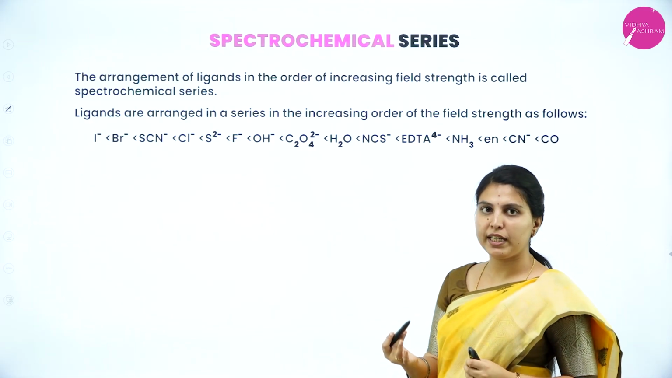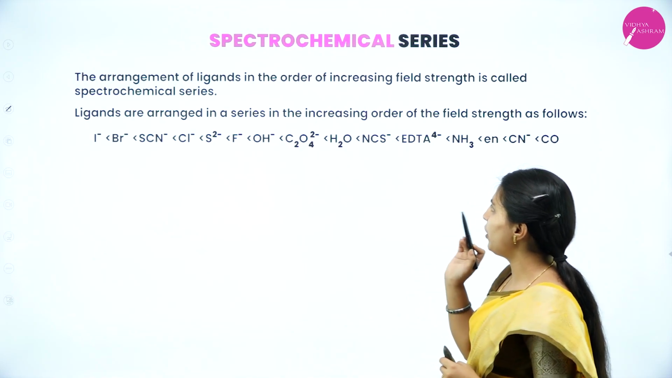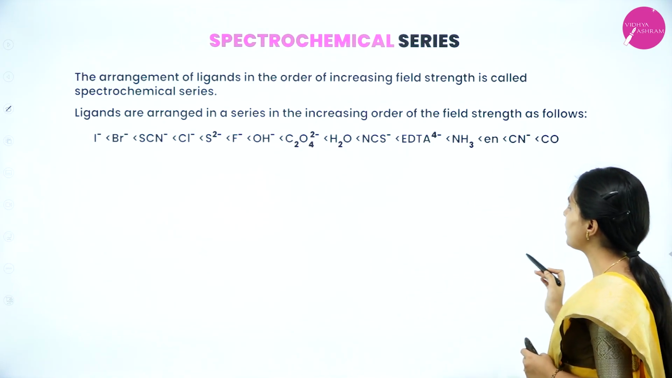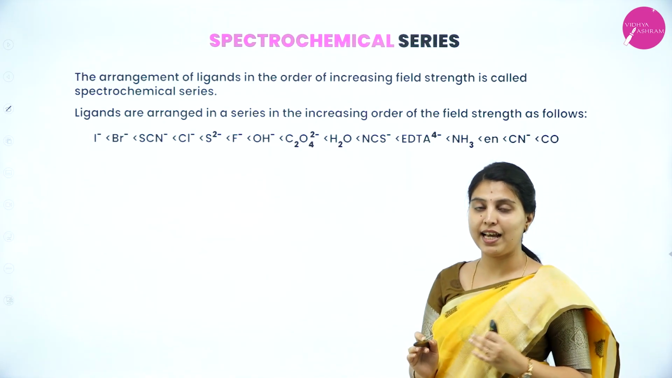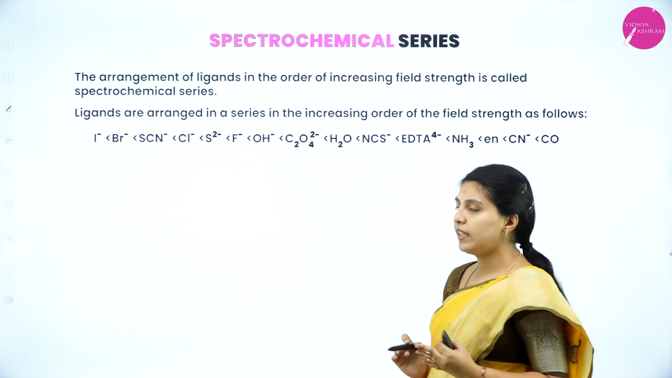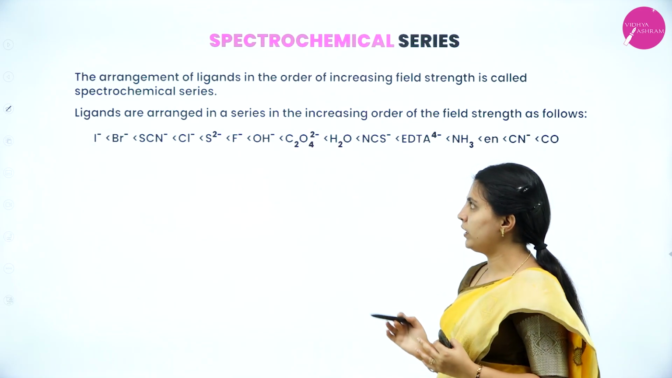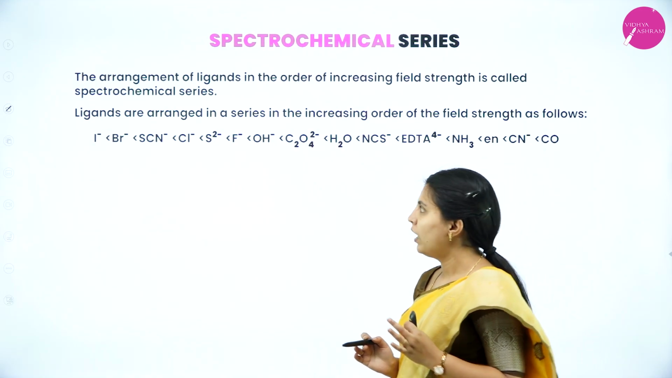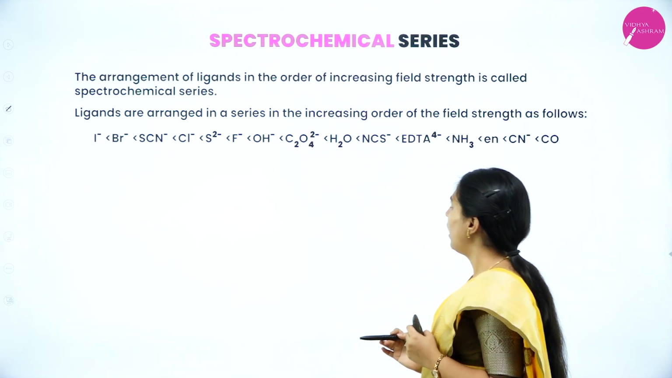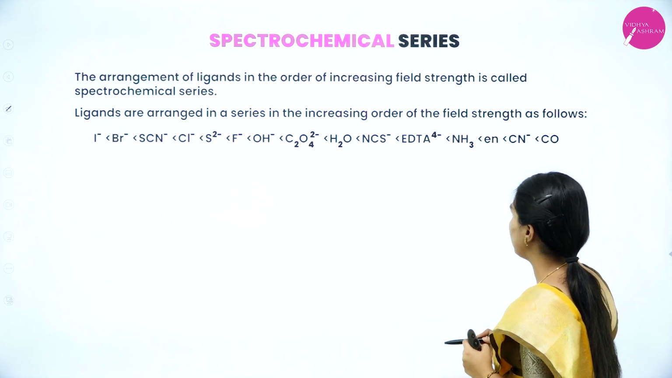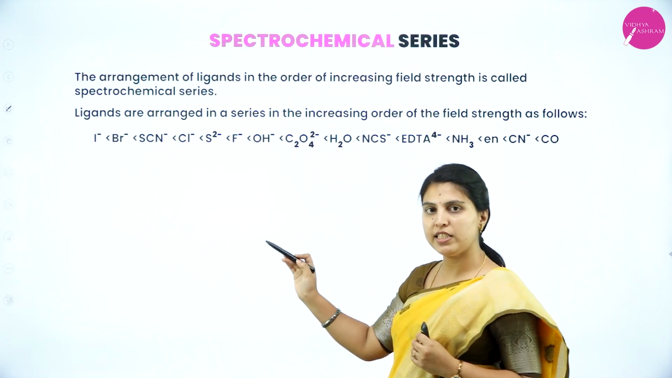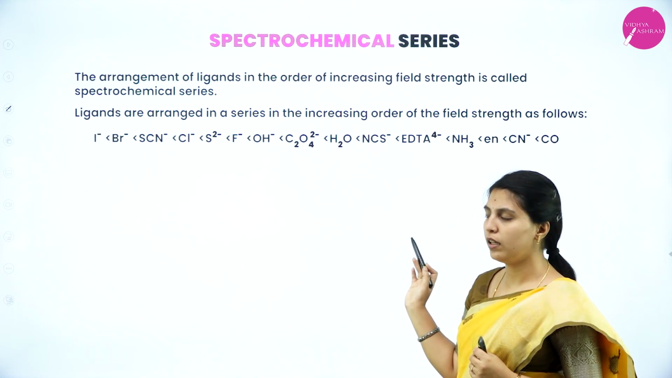Next, spectrochemical series. The arrangement of ligands in the order of increasing field strength is called spectrochemical series. Ligands are arranged in a series in the increasing order of the field strength. Okay, these are all ligands. They are arranged in the increasing field strength manner.